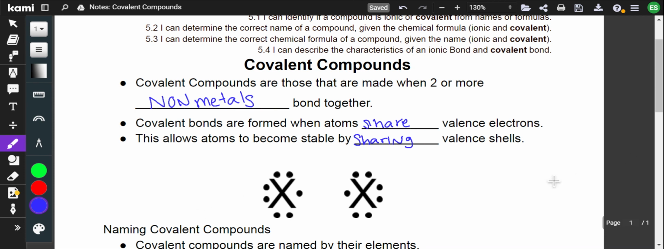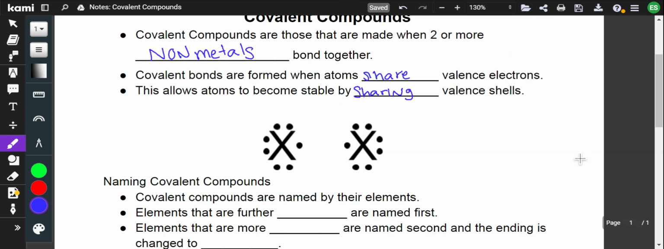So here I have a representation of two Lewis dot diagrams. Each of these has 7 valence electrons. This one has 7. This one also has 7. And the way that this would happen is that these two electrons would be shared between them. This becomes a shared pair. And now, because they're being shared, each of these atoms has 8.